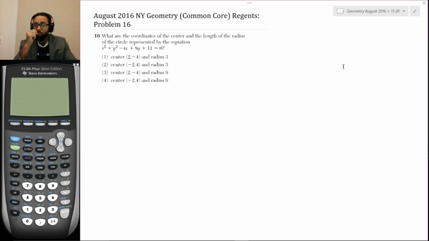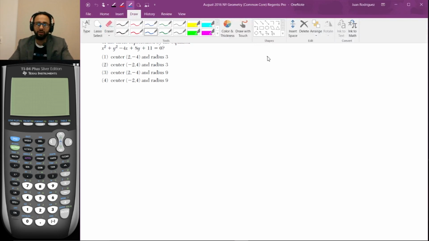So, what are the coordinates of the center and the length of the radius of the circle represented by the equation x squared plus y squared minus 4x plus 8y plus 11 equals 0? And then there's a few answers here, and I recommend that you pause the video and try the problem on your own. This is what I tell everybody. Without a diagram, these problems are almost undoable. So I definitely recommend that you draw a diagram.